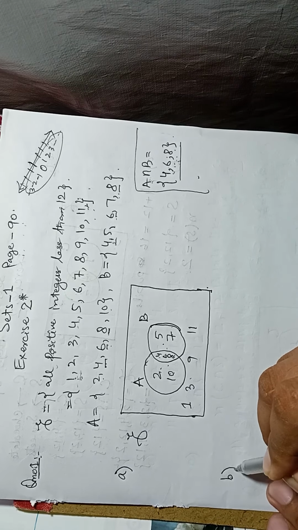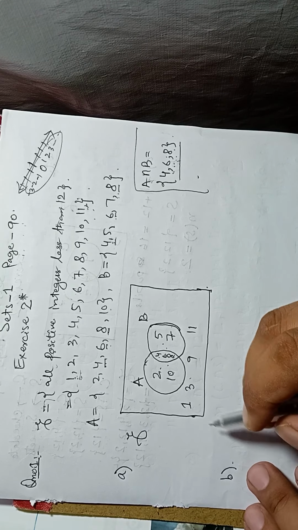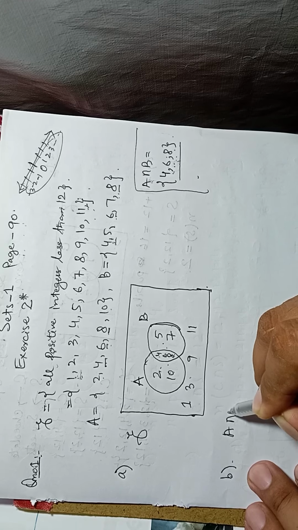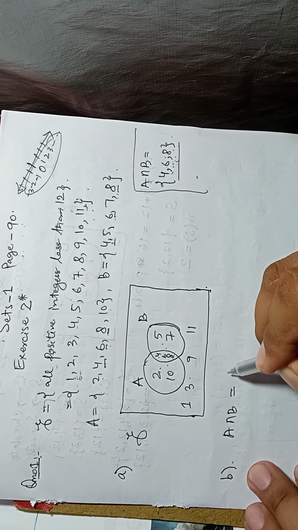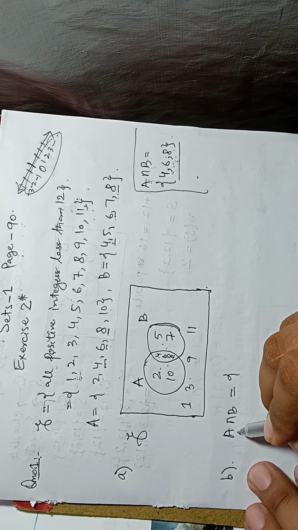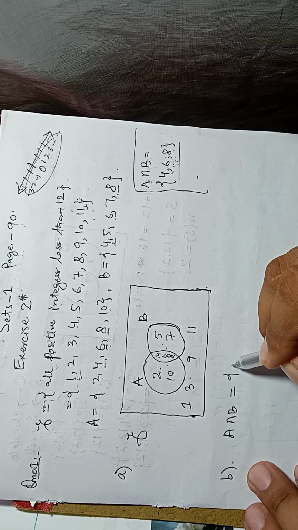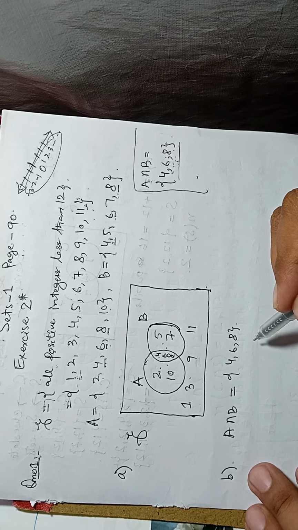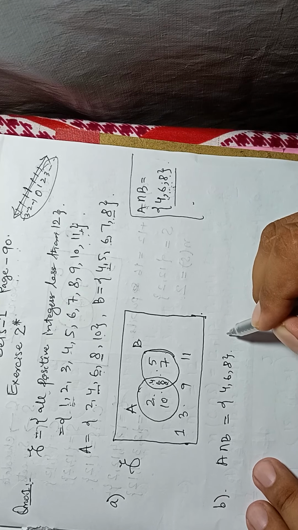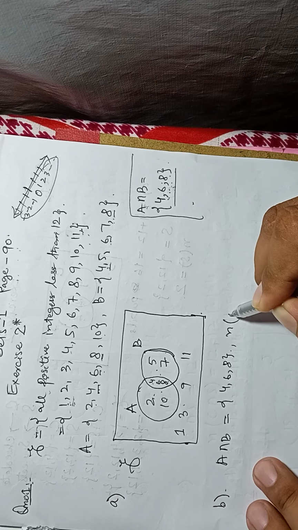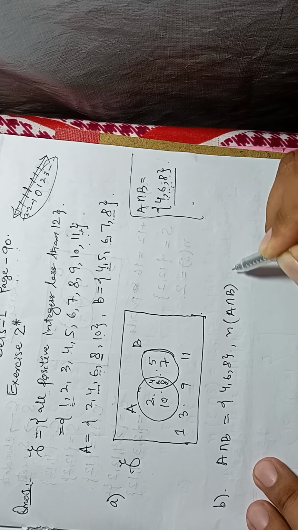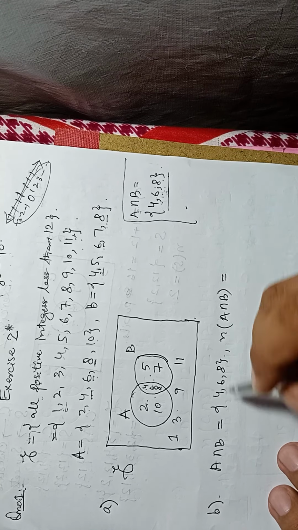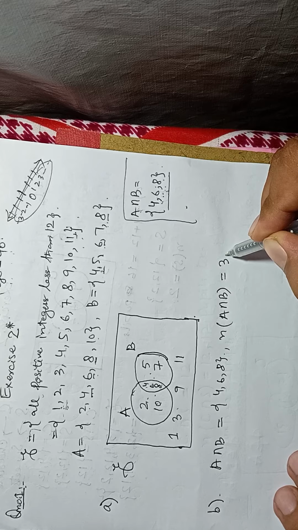Now part B, list A intersection B. A intersection B, that we did, that is simply those elements which are in set A as well as in set B, that is 4, 6 and 8, and find the order of A intersection B, that is how many elements are present in A intersection B, that is 3.